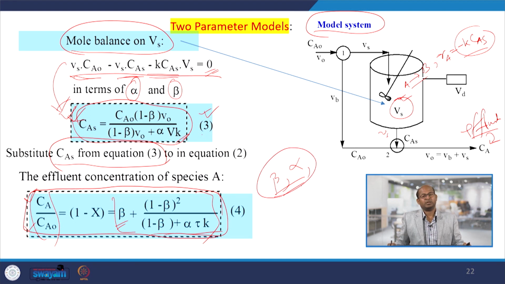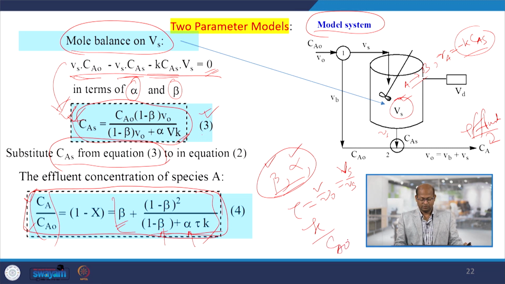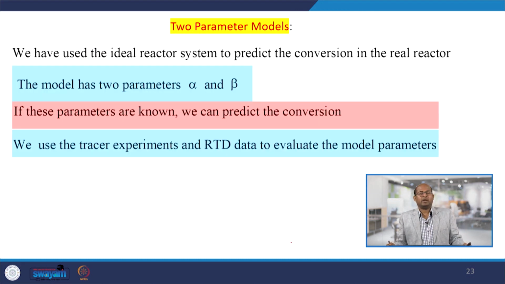Alpha and beta we will get by conducting the tracer test, as we have just discussed. Once we do the tracer test, we can find the alpha and beta values and substitute here. Tau we already know, volume by volumetric flow rate, that is Vs by V, and K, the reaction rate constant, is known for a particular reaction. C_A0 is also known. So, then C_A we can easily find out, and once we know C_A and C_A0, the conversion we can easily find out. Okay. So, I think it is clear.